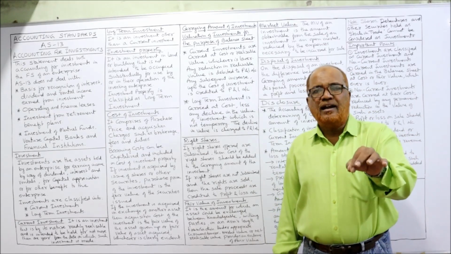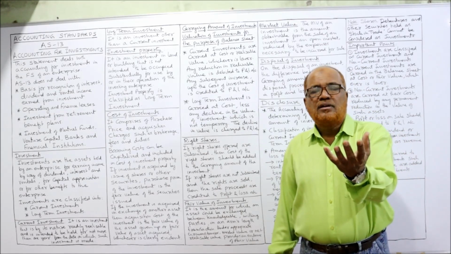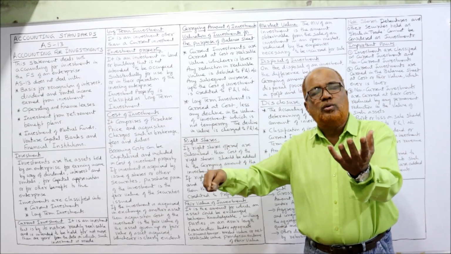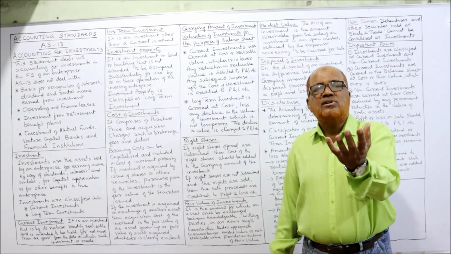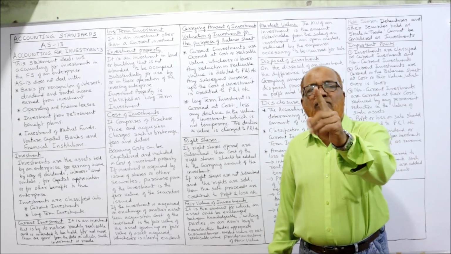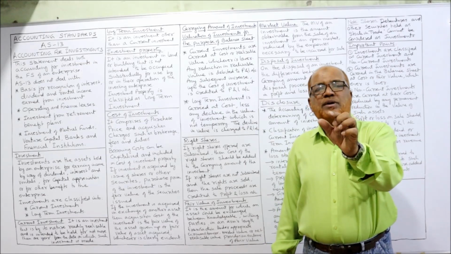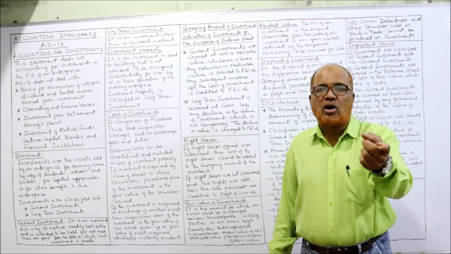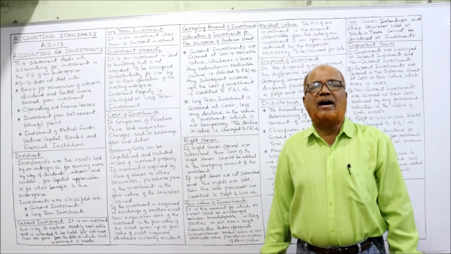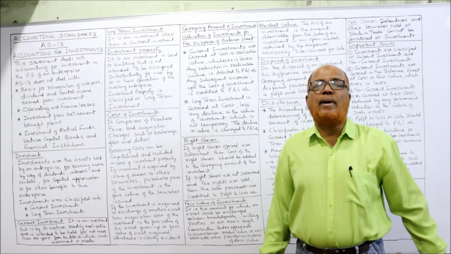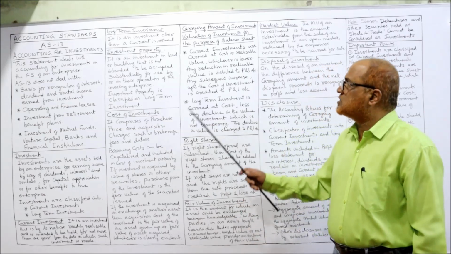When the business held the current investment, the investment which are readily converted into cash, or the investment which are held for not more than 1 year, those are called current investment. The current investment should be valued at cost or net realizable value, whichever is lower. That value should be shown in the balance sheet regarding current investment.